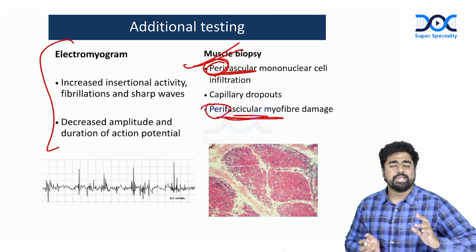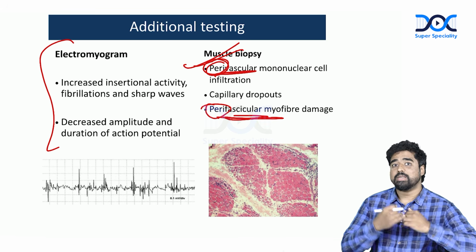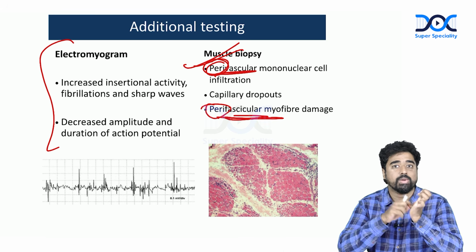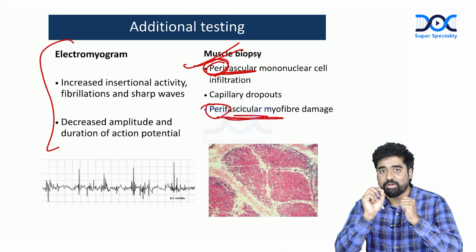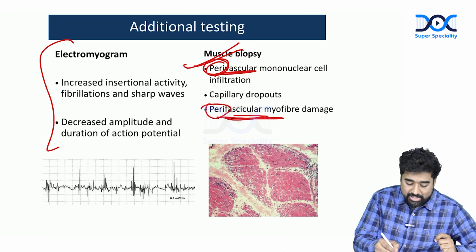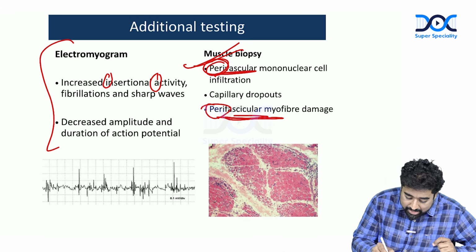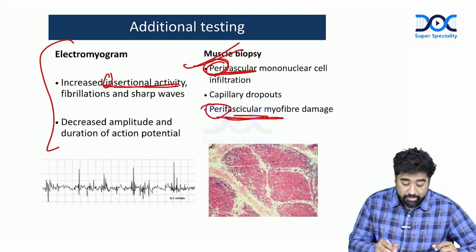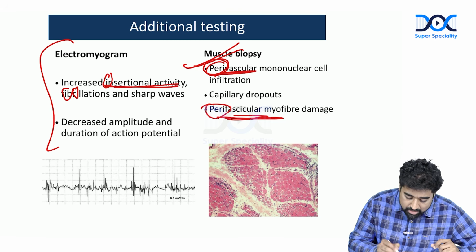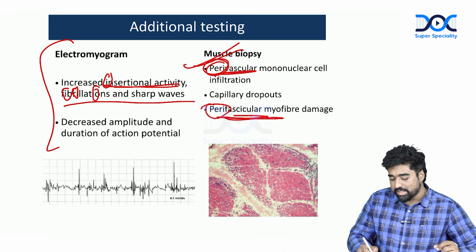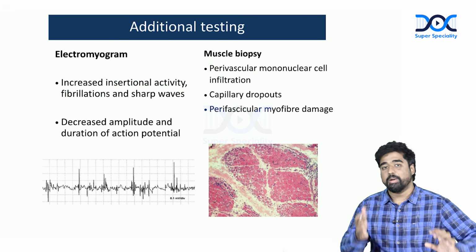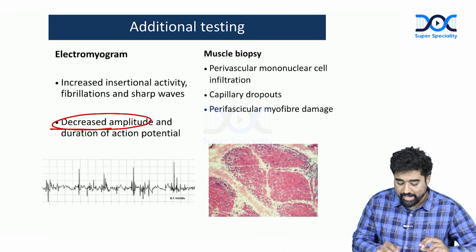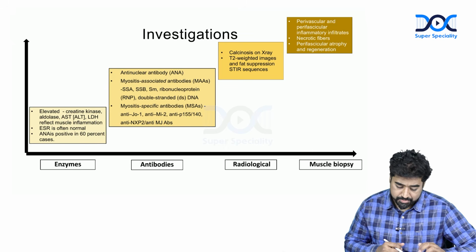EMG, again, the main thing that you should remember: although amplitude is decreased, there is increased insertional irritability, one of the most specific signs of inflammation. Again, it's an inflammatory myopathy, so insertional irritability, fibrillations. Insertional irritability is a better word. So fibrillations, insertional irritability, sharp waves, all of these are more classic, while your amplitude and duration are usually decreased.